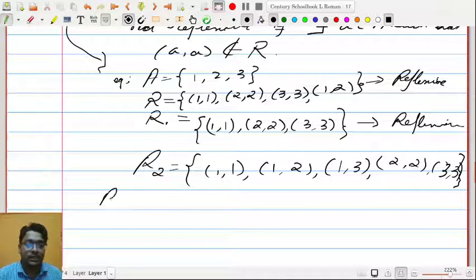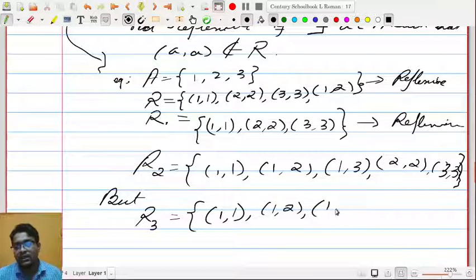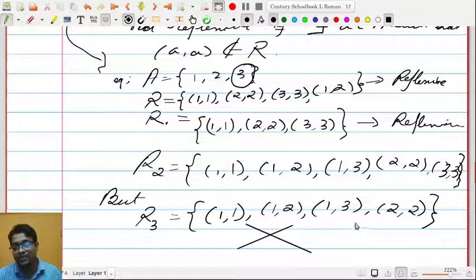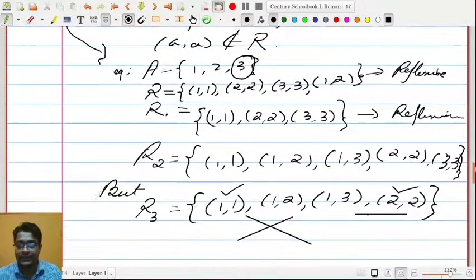But if I write R3 equal to the set (1,1), (1,2), (1,3), and then (2,2), this is not a reflexive relation. Why? Because the element 3, which is in the set A, is not related to itself in the given relation. (1,1) is there, no problem. (2,2) is there, no problem. But (3,3) also has to be there. So R3 is not a reflexive relation.